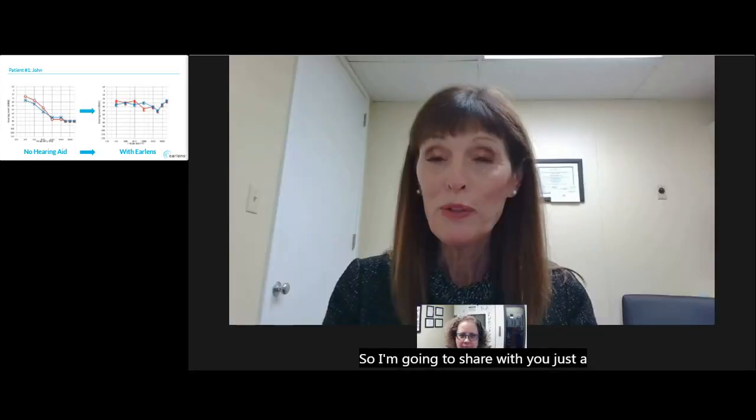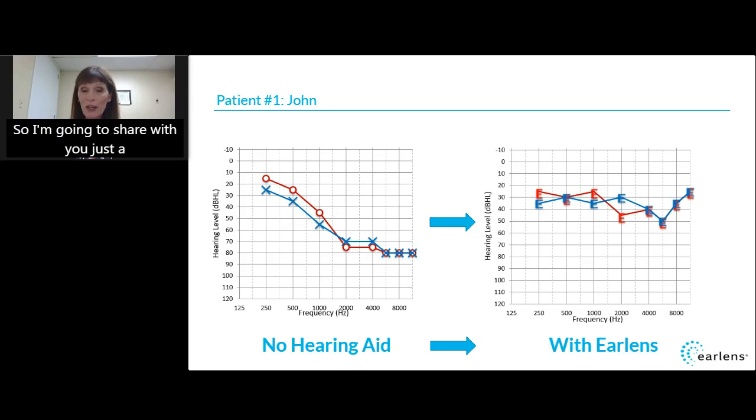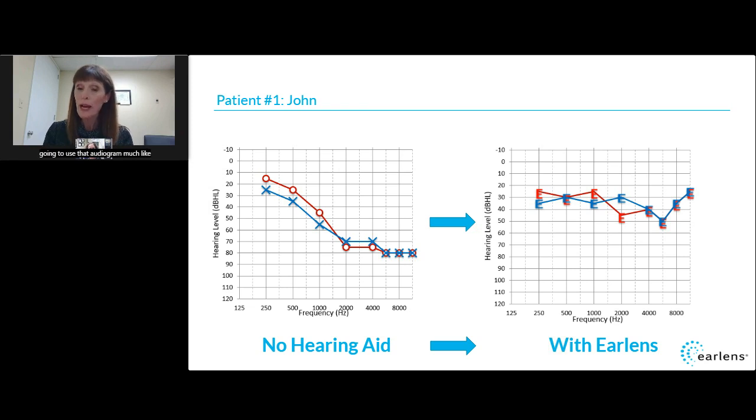So I'm going to share with you just a few other individual patients, and I'm going to use that audiogram, much like Dr. Novick discussed with you earlier. On the right side of our screen here, you see patient John. Patient John is a veterinarian. His audiogram may resemble something like yours might look like.